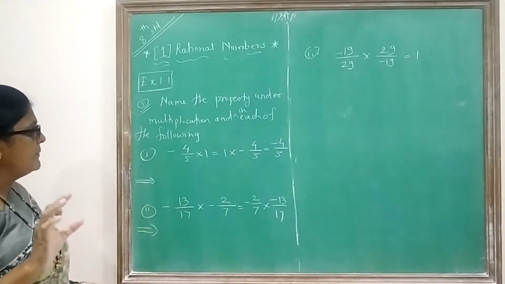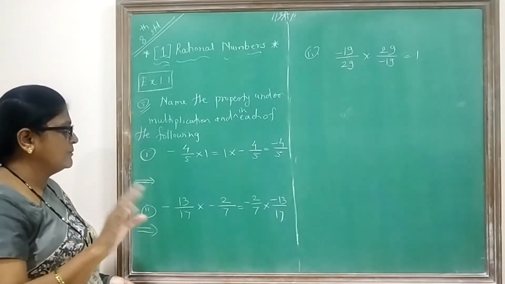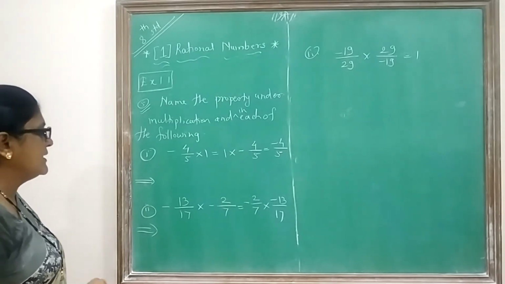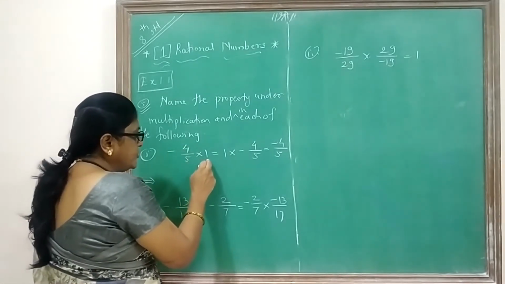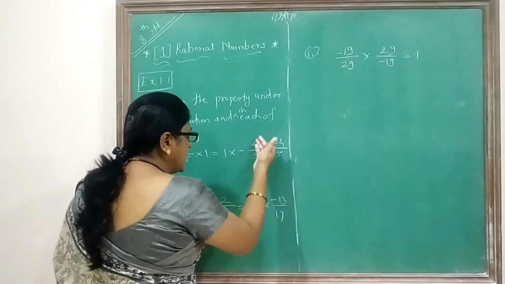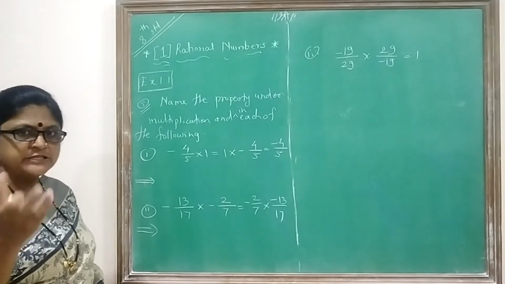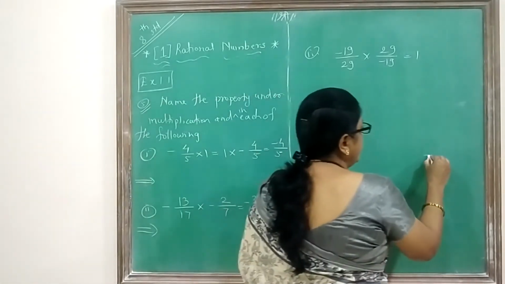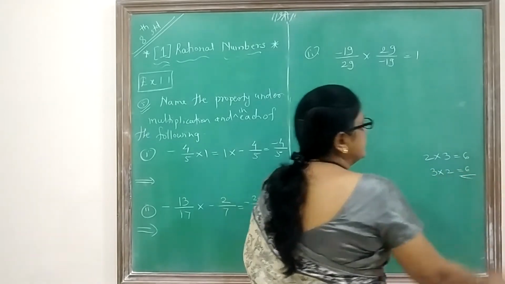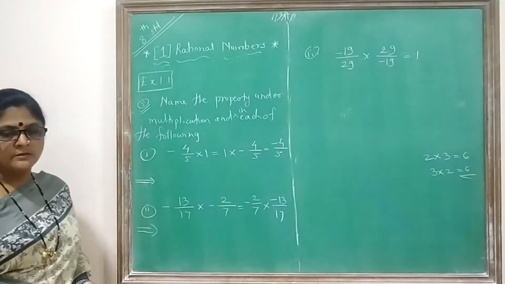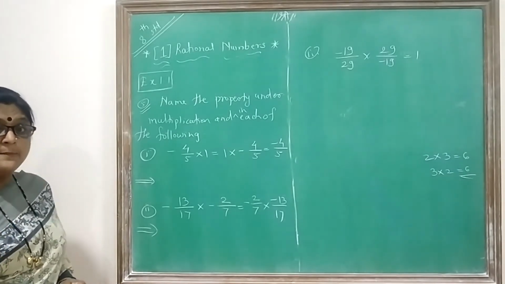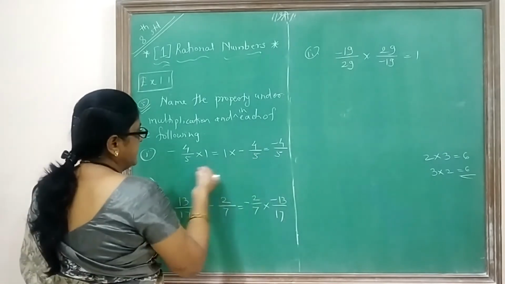Name the property under multiplication in each of the following. That means you have to write the name of the property. The first example is what? Minus 4 by 5 into 1 equal to, they are interchanged, 1 into minus 4 by 5. You will interchange a number. Means you will write here 2 into 3, then you will get 6, and you will write here 3 into 2, you will get also 6. Correct? You will interchange the number in multiplication, then you will get the same answer.